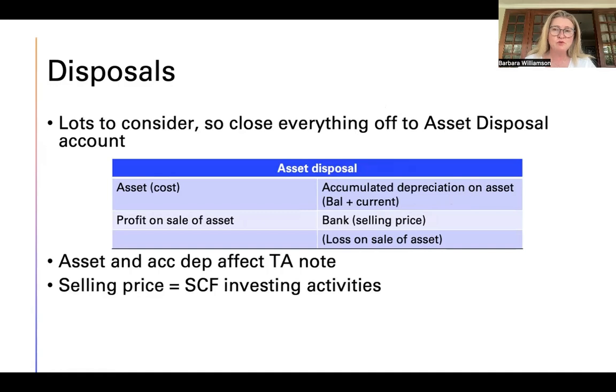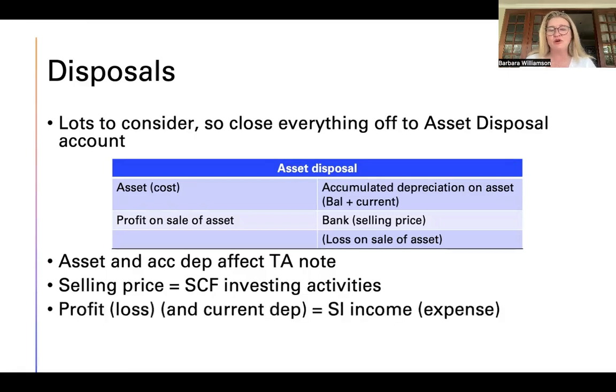As I mentioned when we were doing the cash flow statement, keep in mind that this asset disposal entry would be at carrying value. Your cash flow would also take any profit or loss into account if the examiner has been sneaky enough to put that in there. And then obviously your profit or loss, as well as the current depreciation and any year-end depreciation, would go into the statement of income.